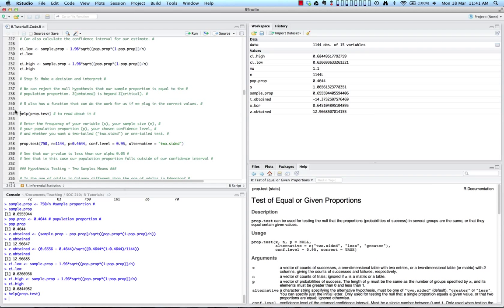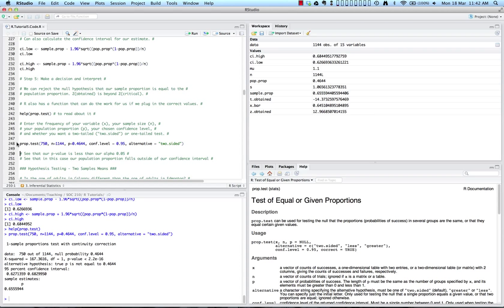So we can again use help to read a little bit about it over here. And what you see with our function prop.test, we're going to need to enter things again. So you want to start by entering the frequency of your variable x, which was 750 in this case, our sample size n, which was 1,144, our population proportion p, which was 0.4644, our confidence level, which was 0.95, and whether we want a one-tailed or a two-tailed test, we're going to use two-tailed and say that our alternative equals two-sided. So in this case, we get our different values here. We can see that in this case we have a p-value that is much less than our alpha level of 0.05.